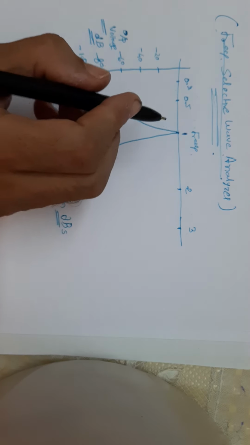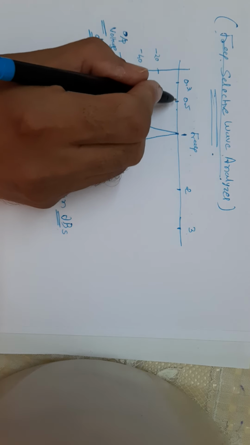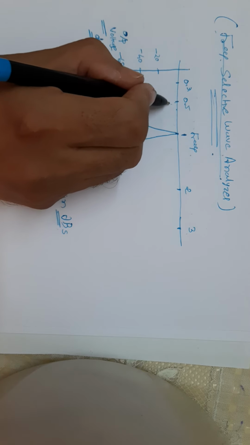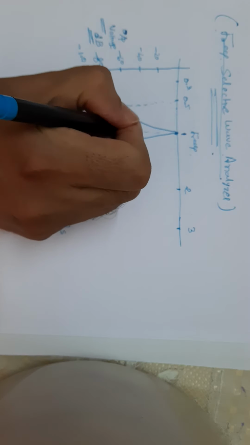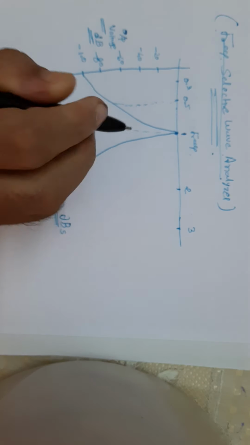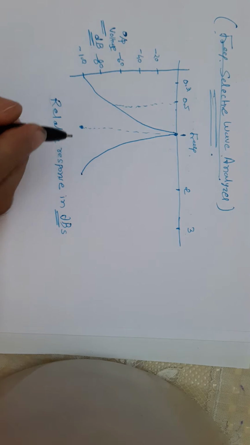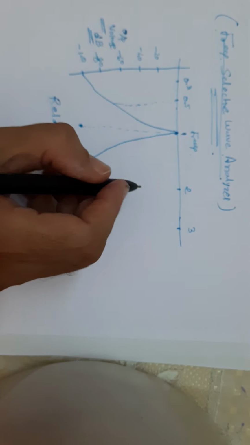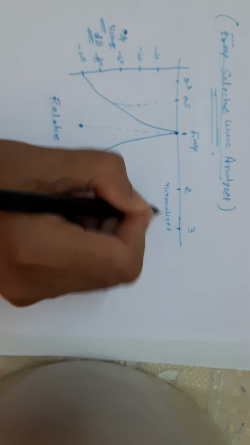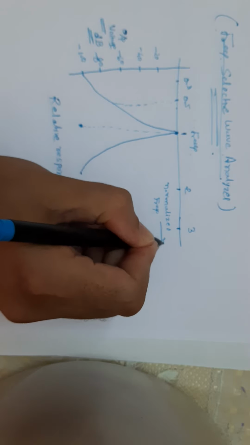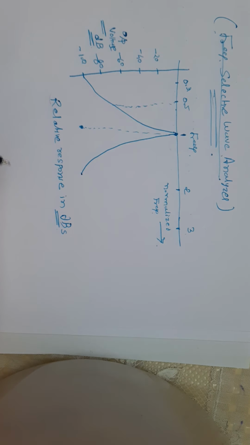So we can draw the bandwidth, we can find out the bandwidth. If this is your selected range, this is your center frequency 1, like this. This is your normalized frequency. The output voltage in dB is on the y-axis.